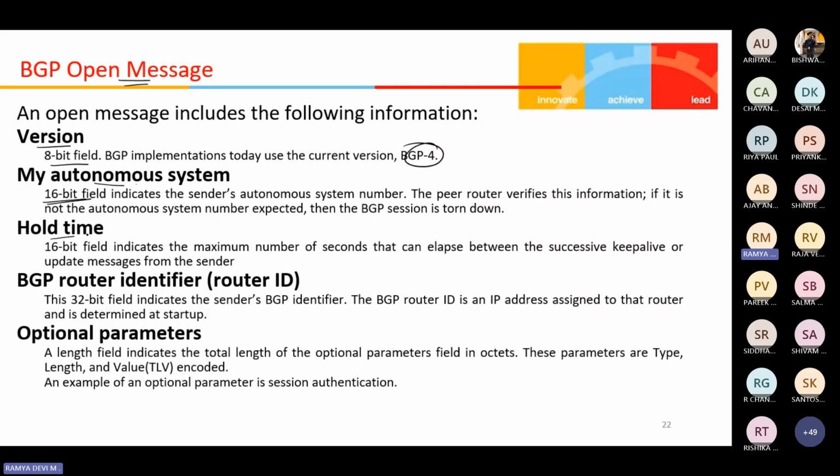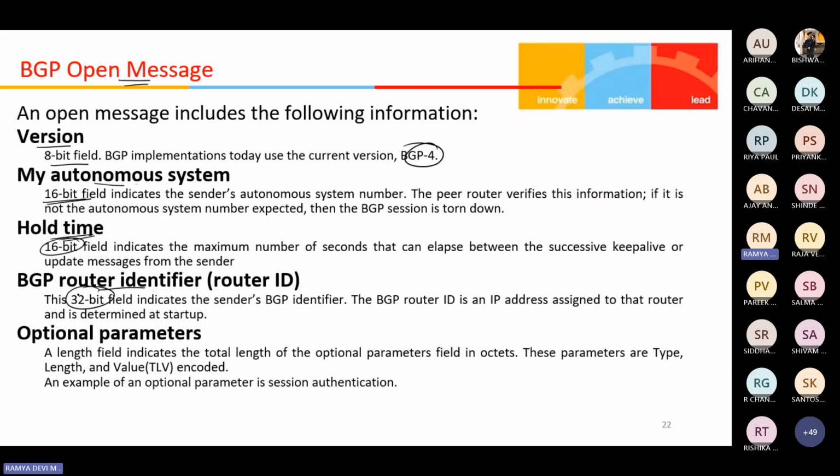The next one is hold time. This is also a 16-bit value: the maximum number of seconds it can hold. That will be shared. If this time elapses, the session will be terminated or dropped. And the next one, the BGP router identifier, the router ID. It is a 32-bit field. It is almost like a unique BGP identifier, which is nothing but an IP address.